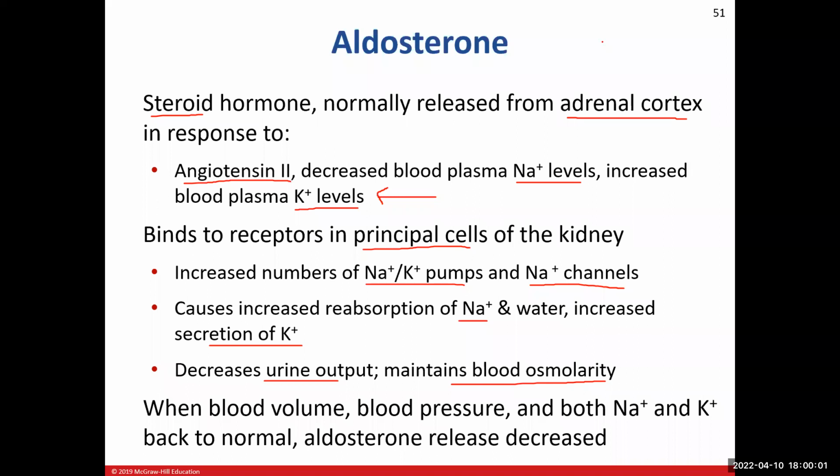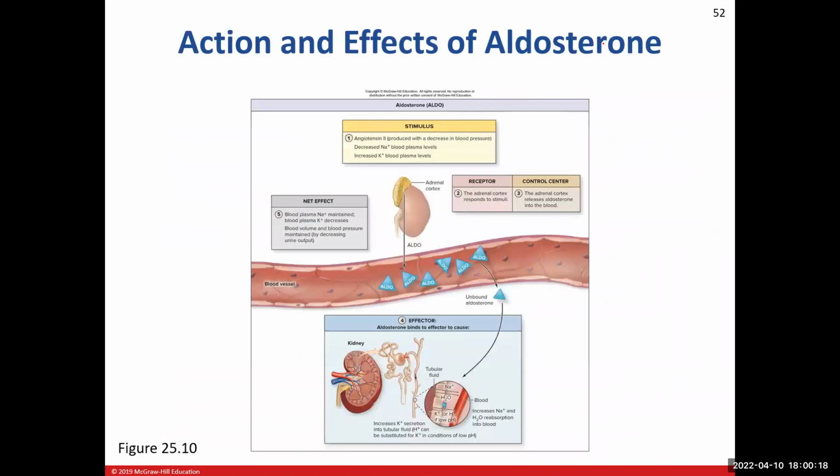Okay, so when our blood volume and blood pressure, and when we get our electrolytes, sodium and potassium, all back to normal, then the amount of aldosterone that is being released from the adrenal cortex is going to decrease there. So here you can see, all right, our beautiful picture here.